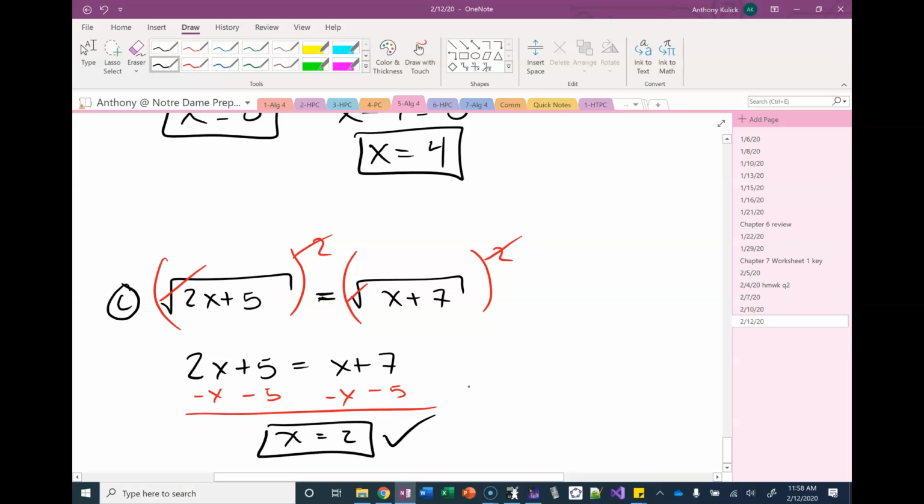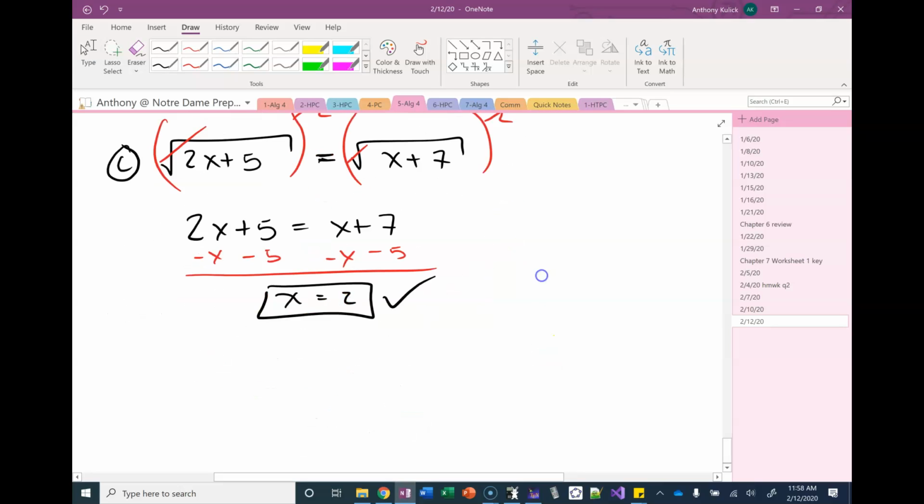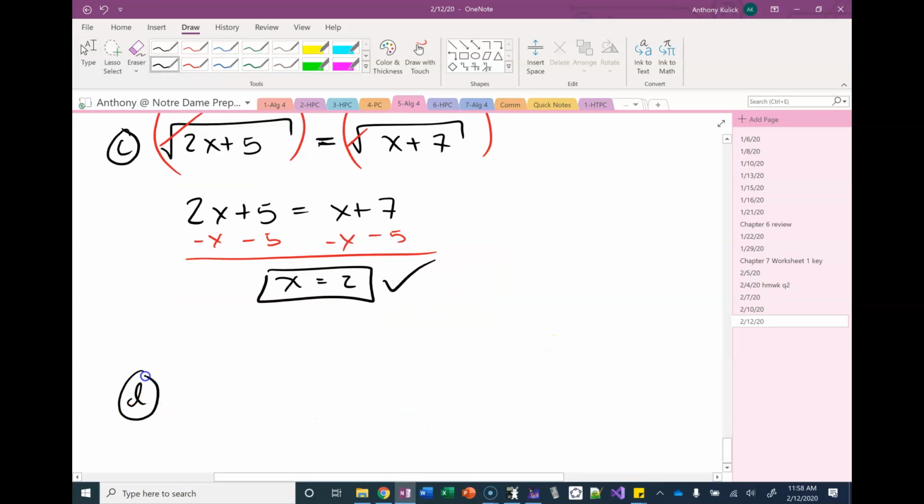So this is the easiest situation, right, when we have x's both under radicals. Let's look at one more situation anyways.